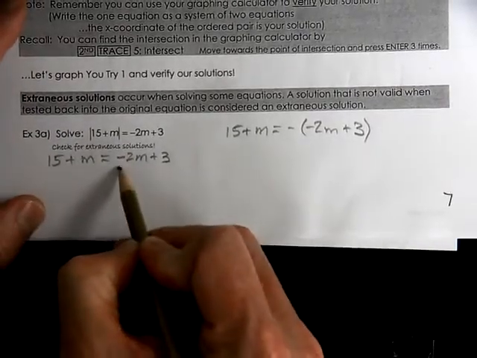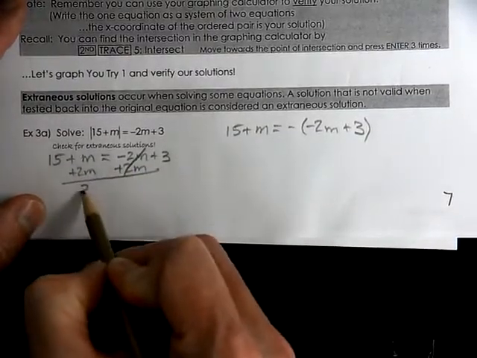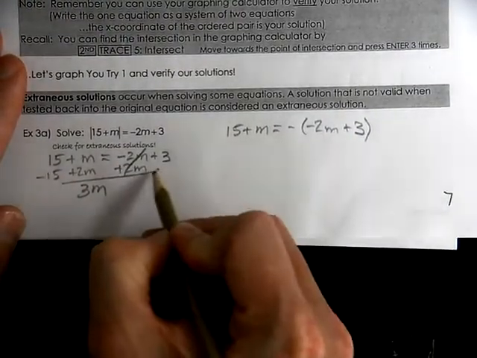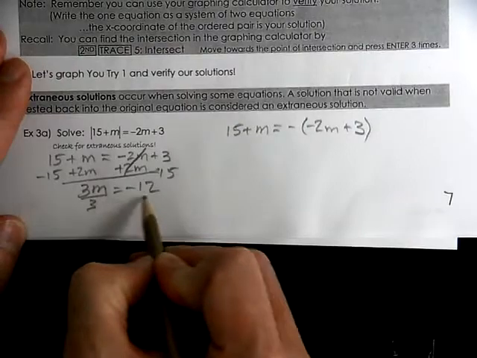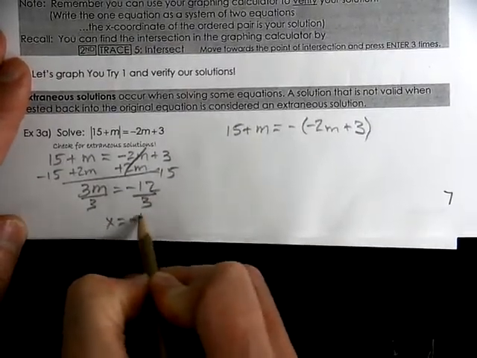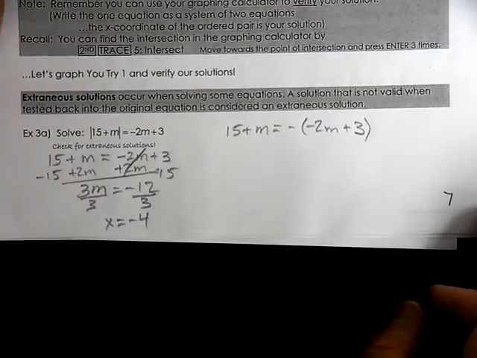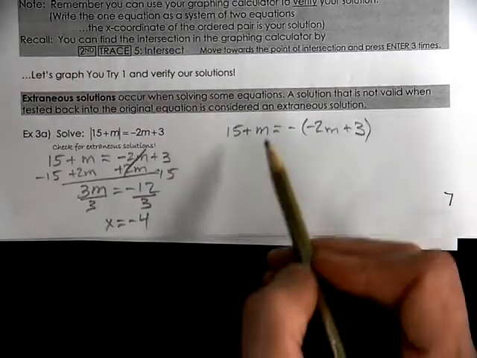So here we go. We add our 2m across because I like to keep the m's positive. That gives us 3m. Then we'll minus our 15. That gives us negative 12. And when we divide by 3, we clearly get m equals negative 4. And hopefully you're moving on, you're working through the other problem. You're not just waiting to copy me.